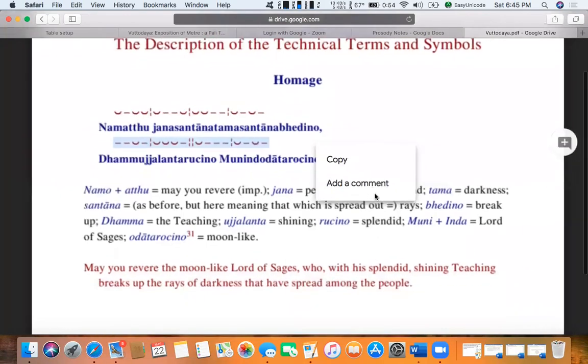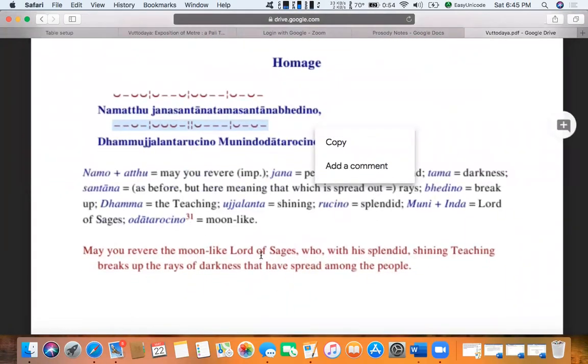That means, the meaning is here in red color. May you revere the moon-like Lord of Sages, who with his splendid shining teaching breaks off the rays of darkness that have spread among the people. So that is the meaning. I'm not going to explain word by word because we have limited time.